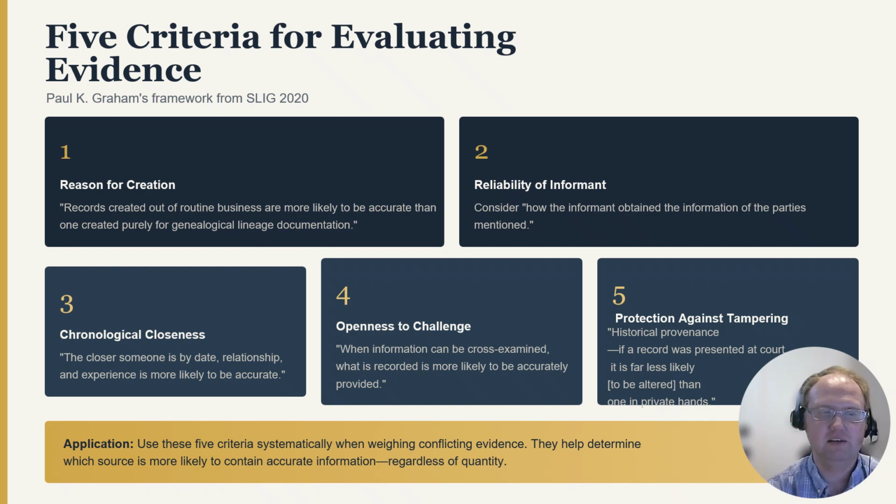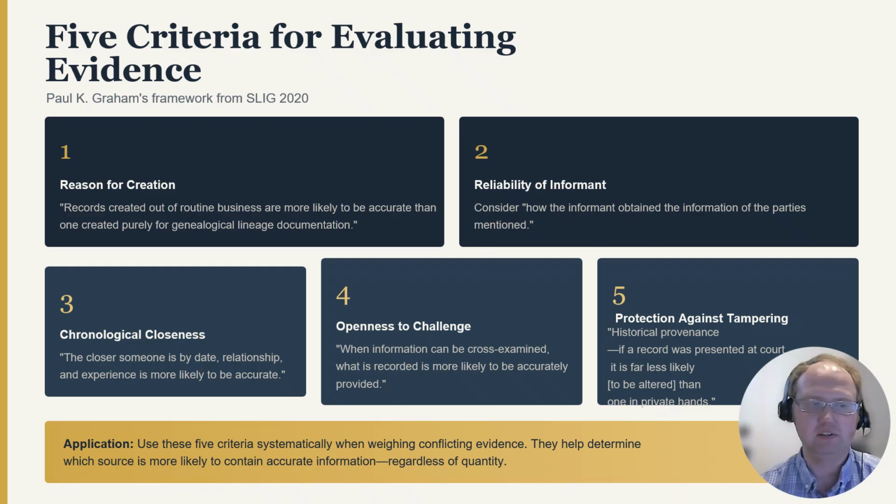So there are 5 criteria for evaluating evidence, and this is really important. I learned this from Paul K. Graham. Last I checked, he was the official head trainer of the Ancestry Pro genealogists. So this guy knows what he's talking about.